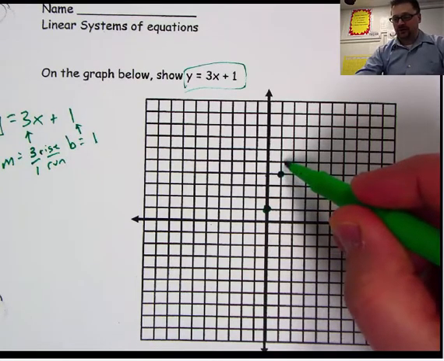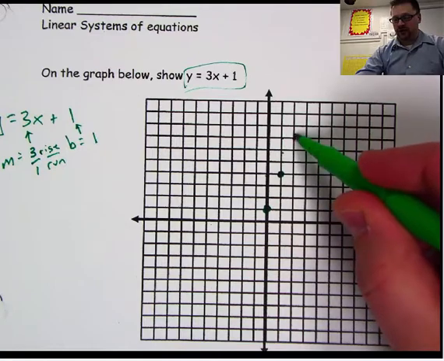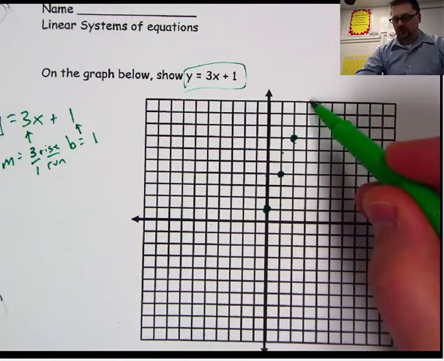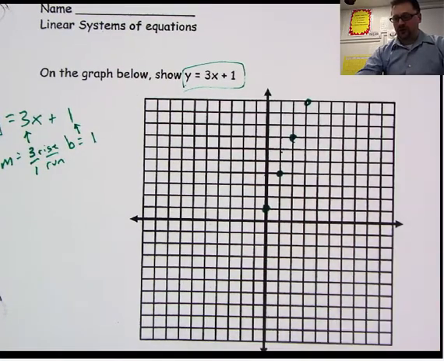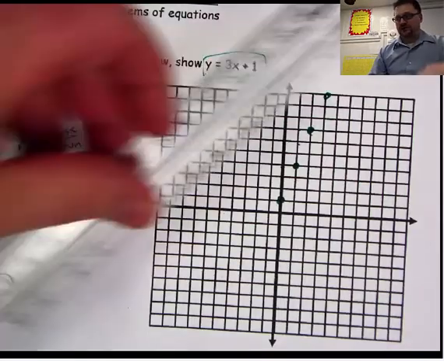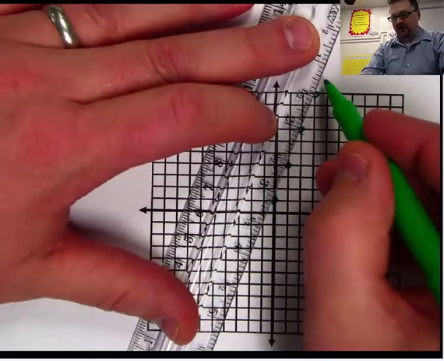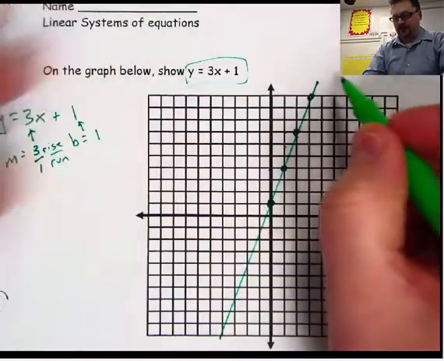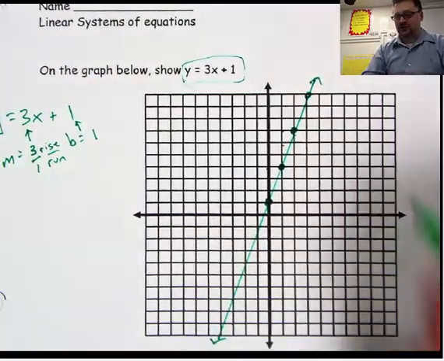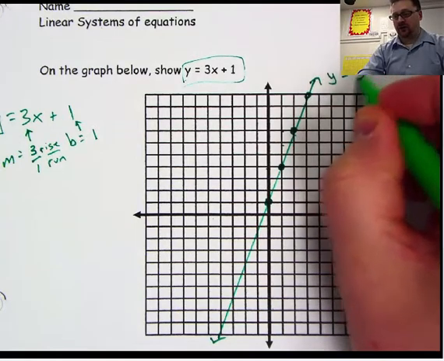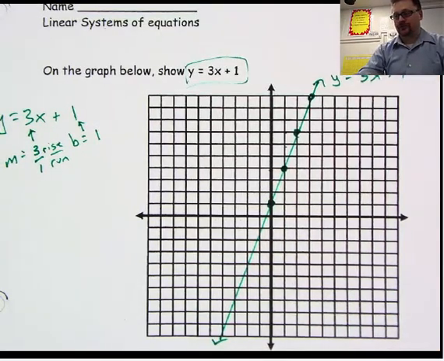Do it again, so we got 1, 2, 3, and right 1. Once I've got a few points, I'm good to use a straight edge and graph my line. Remembering to put arrows on each end, remembering to label the line with its equation. Okay? Hopefully that's no big deal.